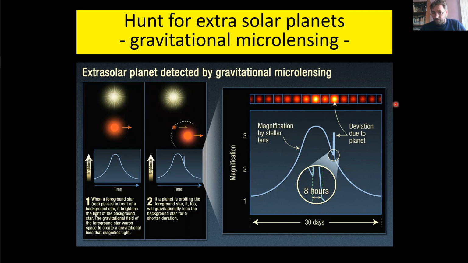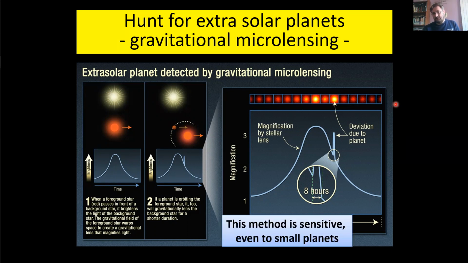What is more commonly used nowadays, but there we need almost to go into the star. So this method should be very sensitive even to small ones, but you need a foreground star, you need a background star. They need just to coincide. And then you need the planet to be in the right place, so that it also moves.